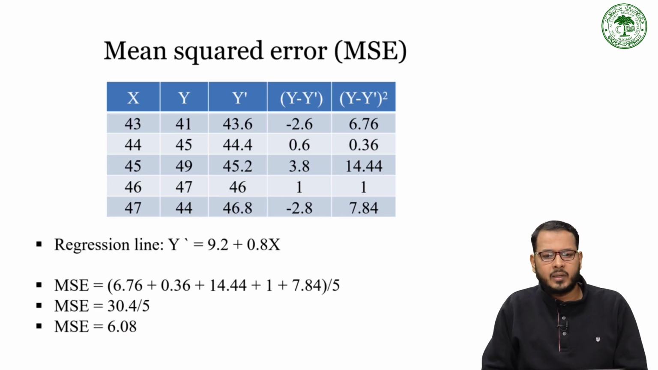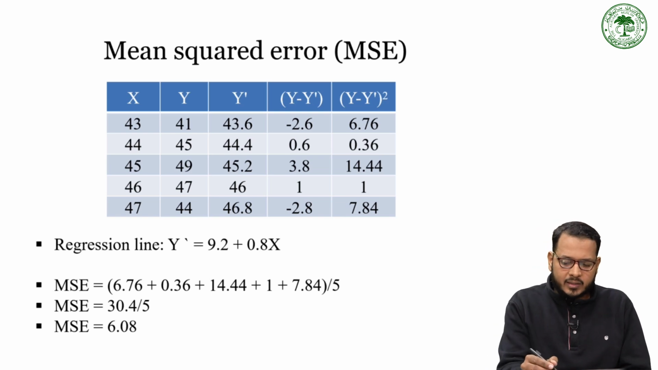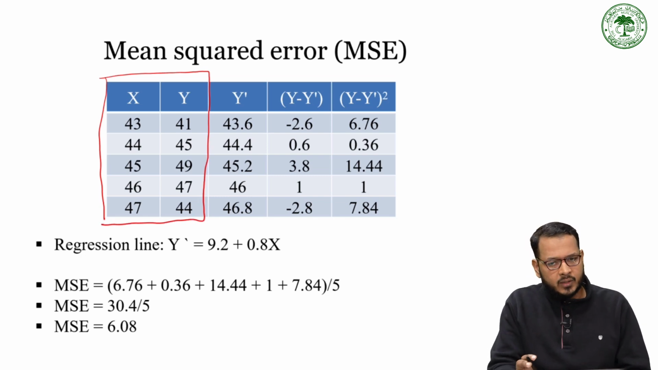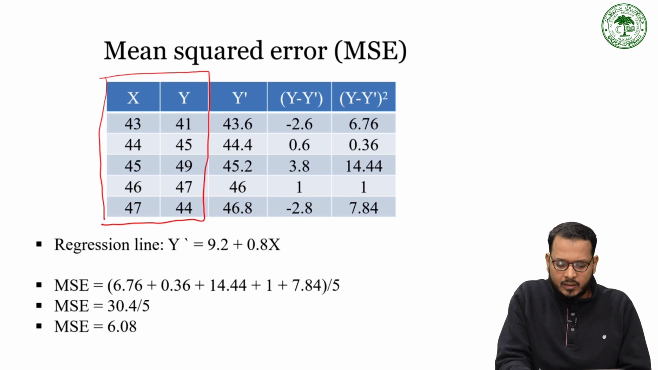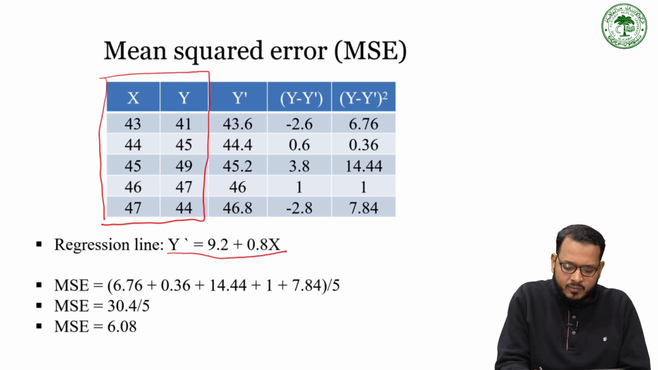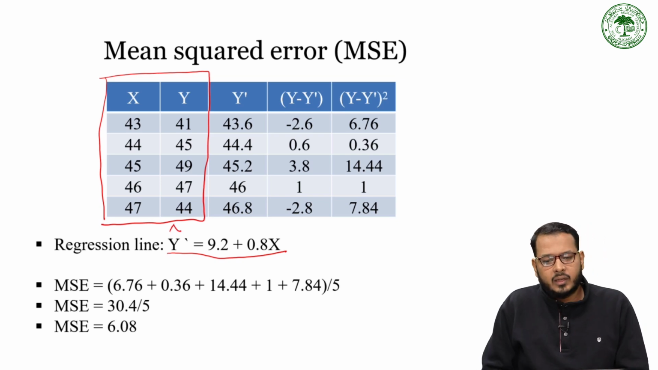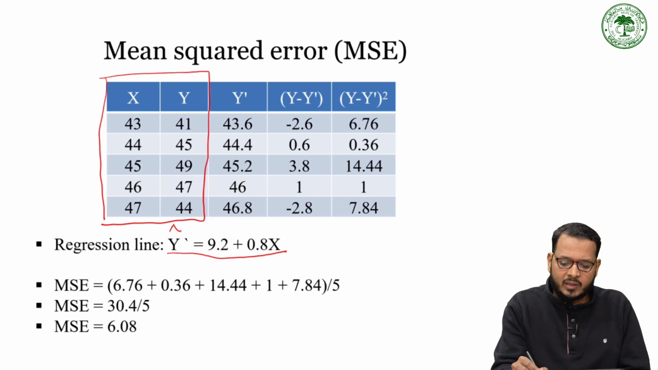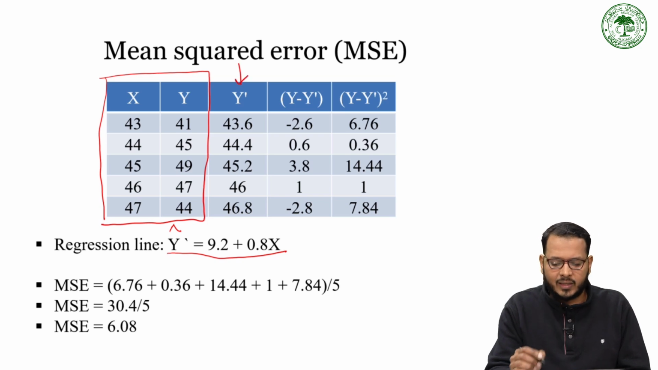Let's see one example to calculate mean squared error. Let's say I am given the x and y pairs and I try to fit a regression line. Let's say that using linear regression, I got this line where the estimated value y dash, sometimes we use y dash, sometimes we also use y cap, is 9.2 plus 0.8 times the x value. So using this regression line, we can calculate the estimated value of y dash like this.